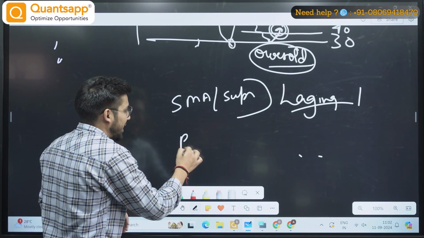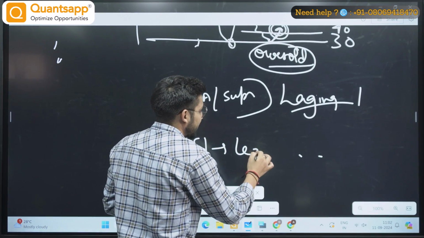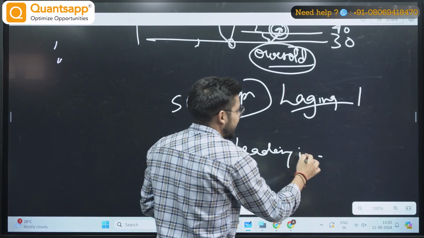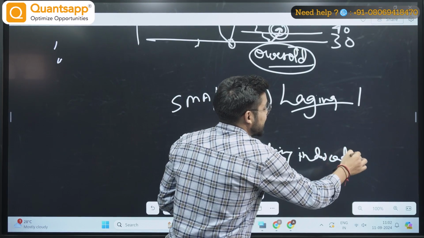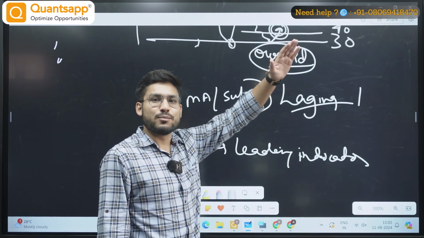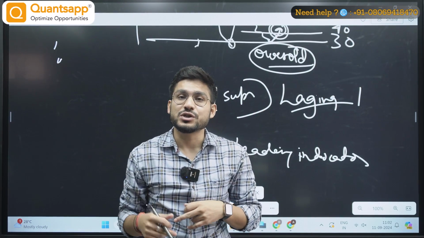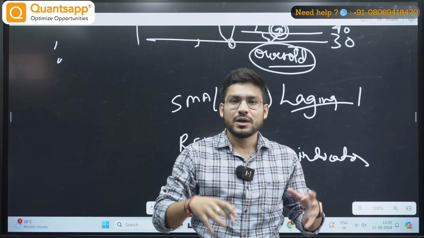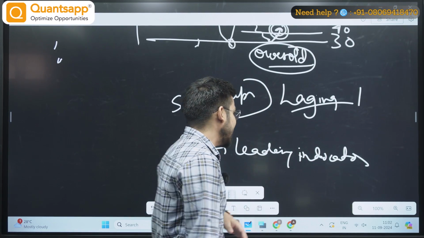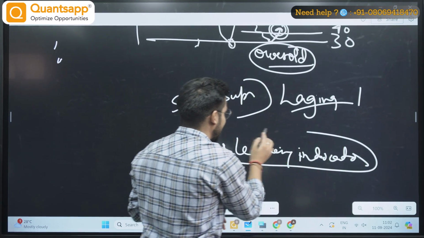But when I tell you about RSI, it is a leading indicator. It is a leading indicator, so it predicts the movement. It predicts that the market is overbought, so now it can go bullish in the near future. So it is predicting the market scenario, and that is why we call it a leading indicator.